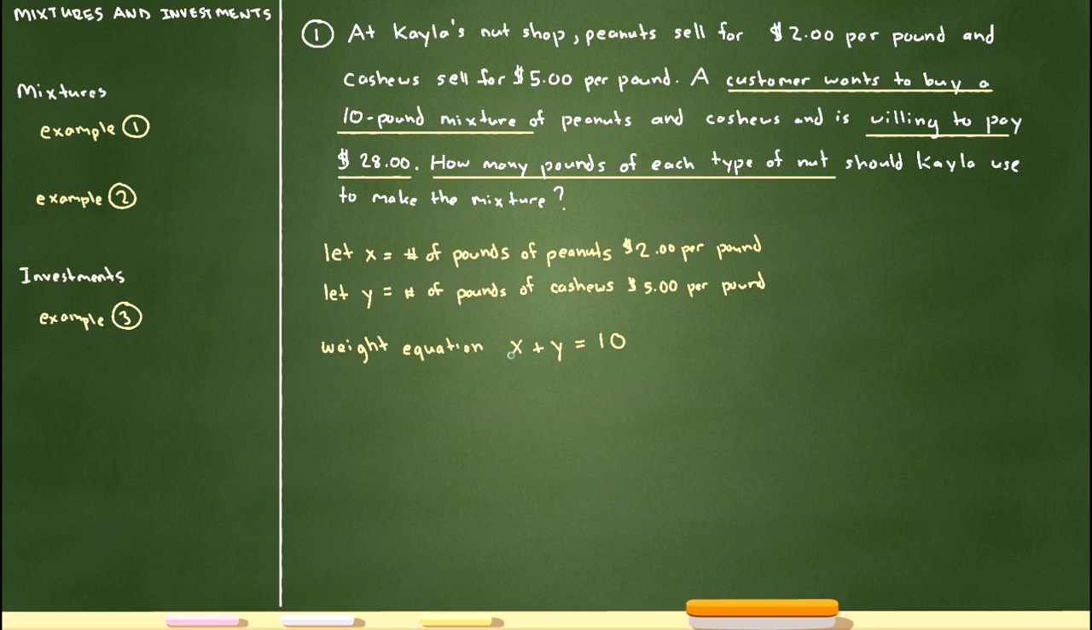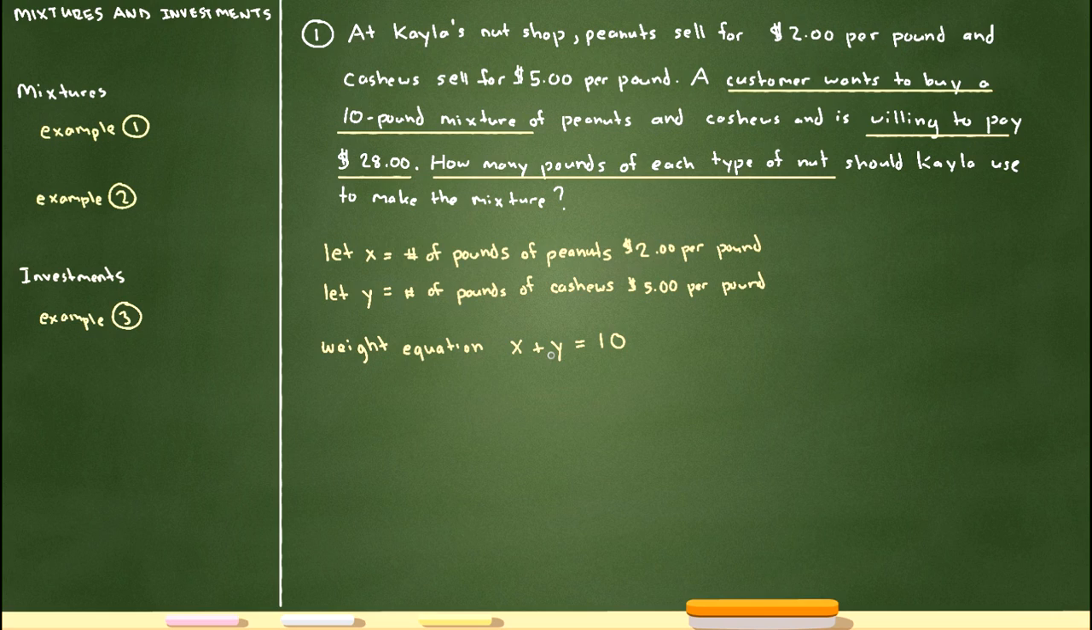It satisfies the fact that he wants 10 pounds. However, 6 pounds of peanuts would cost him $12, and 4 pounds of cashews would cost him $20, sorry. So total, that's $32, right? But he only wants to spend $28. So what do we do? Well, what that means is that's not the right weight of these peanuts and cashews.